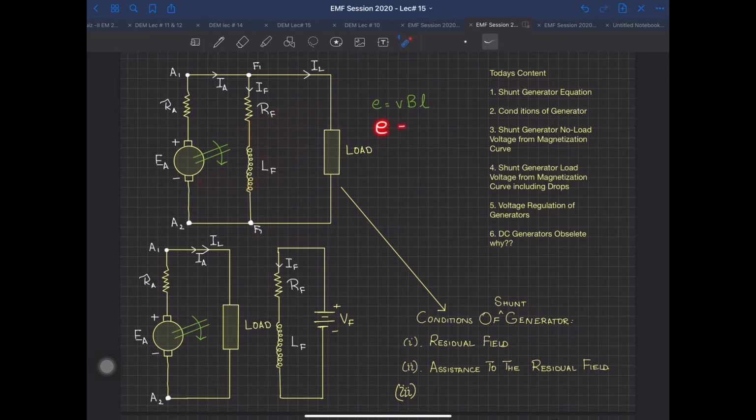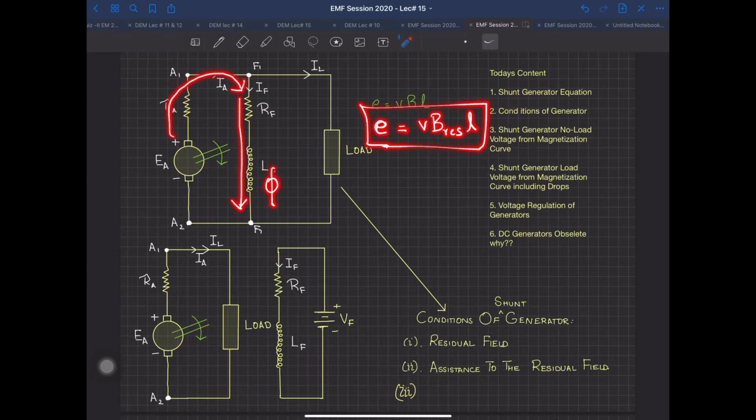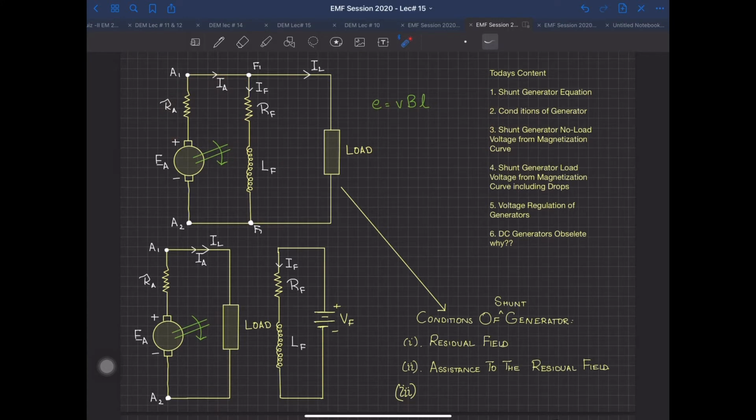So initially, when EA is developed, it is because of some residual B or residual flux over there, and then E is going to be generated. That E is going to provide the field current, and that field current is going to increase the total amount of flux, and the generator EMF will increase, and then again it will increase the field current, and this will continue to go on. So the first condition of your generator, as depicted over here for the shunt generator, is residual field.